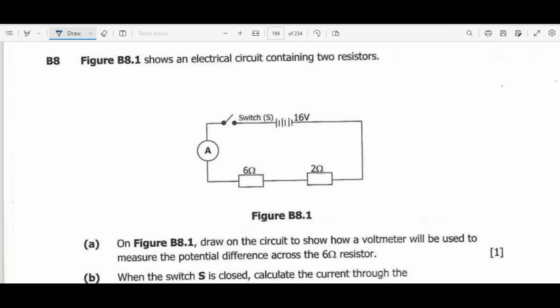Welcome guys. Before us we have a question in physics under the topic of electricity. Now electricity is one of the key topics because it is always in every paper.